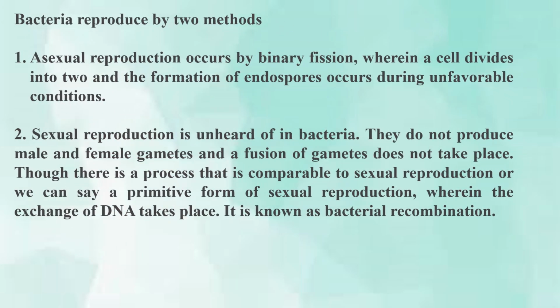Then, bacteria can reproduce in two ways. One is asexual reproduction by binary fission, and the other is sexual reproduction. Let's see about it individually. Asexual reproduction occurs by binary fission, wherein a cell divides into two, and the formation of endospores occurs during unfavorable conditions. So let us see deeper into that.